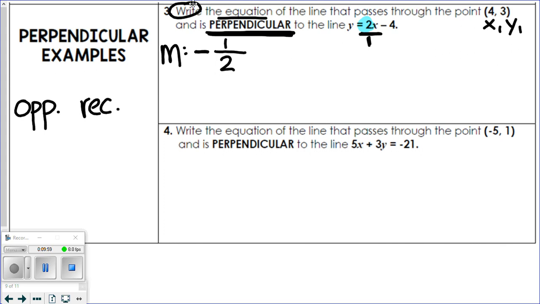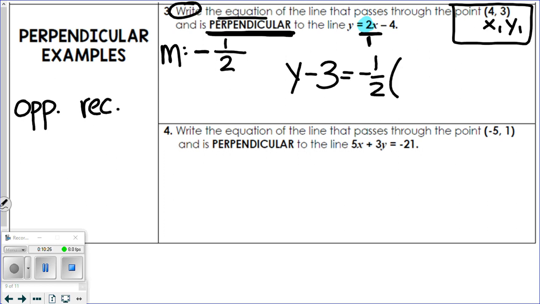So now we can write it in point slope form. How do I know it's point slope? Because here's a point, x1, y1, and then I have my new slope of negative 1/2. So look at your note sheet. It's y minus y1 equals m, the slope, so negative 1/2, parentheses x minus x1, which is 4, and that would be my final answer.